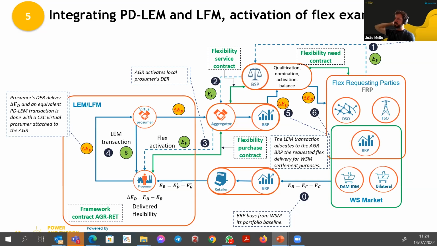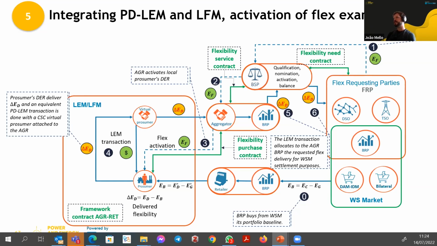So what we propose in this local flexibility market is a framework contract between all the agents that operate in the local energy market. And this framework contract basically says that every time flexibility is activated, a contract is automatically signed between the prosumer who delivered the flexibility and a virtual prosumer associated to the aggregator who asked for the flexibility. This virtual prosumer is the aggregator inside the local flexibility market. And this contract is going to transfer precisely the same amount of the flexibility that was delivered. It's going to transfer this energy to the virtual prosumer, who is the aggregator.